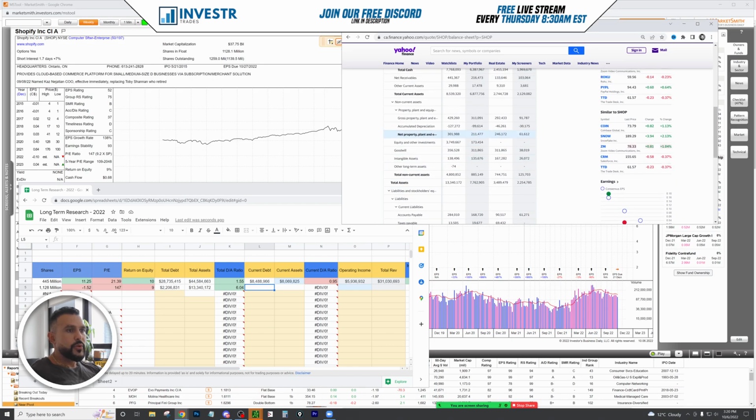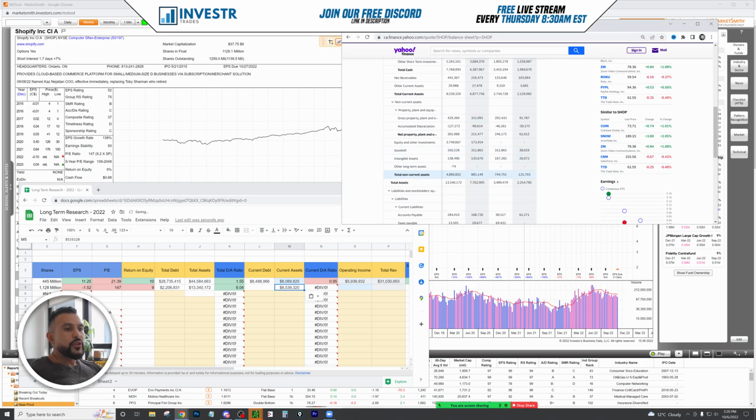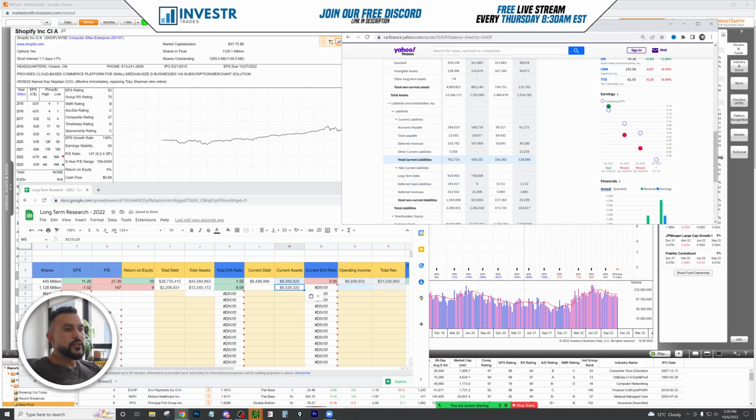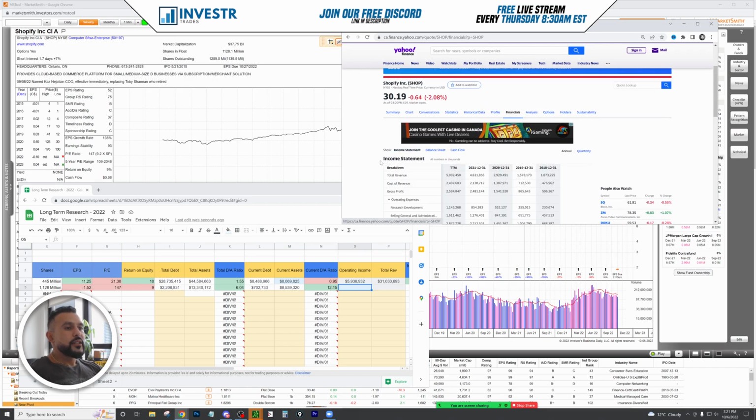Now, we want to see current debt and current assets. Okay, so we're going to go up here. We're going to see total current assets, which is 8539. We're going to plug that in here. We're going to look at total current liabilities, which is that right there. Perfect. So that's another positive right there. So current debt to asset ratio is a 12. It's a positive figure.